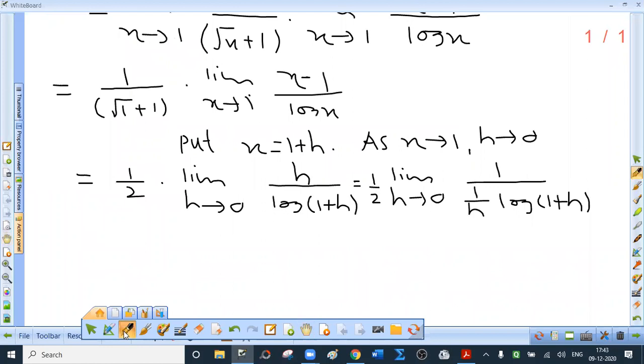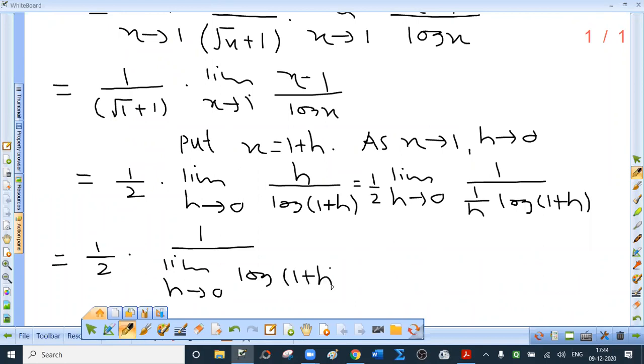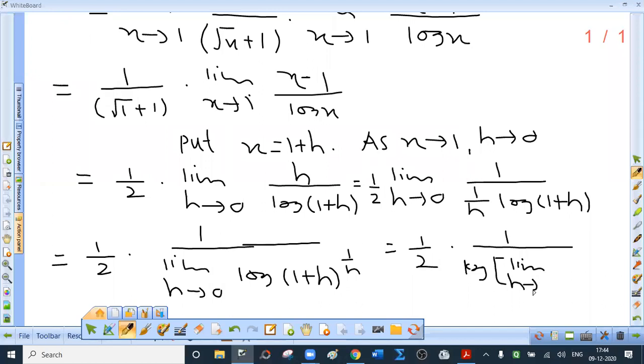Now what is the next step? So this is 1 by 2 into, see what I'm doing, 1 upon limit h tends to 0. Now what is n log m? Log of m raised to n. So log of (1 plus h) raised to 1 upon h. Now what is limit of log? Log of limit. So it is 1 upon 2 into log of limit h tends to 0, (1 plus h) raised to 1 upon h.